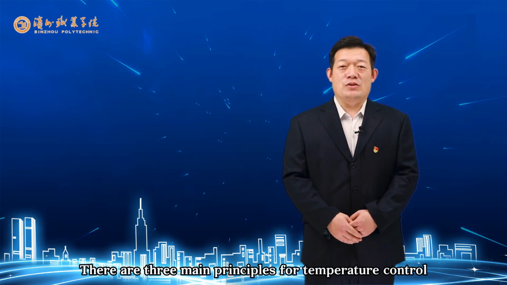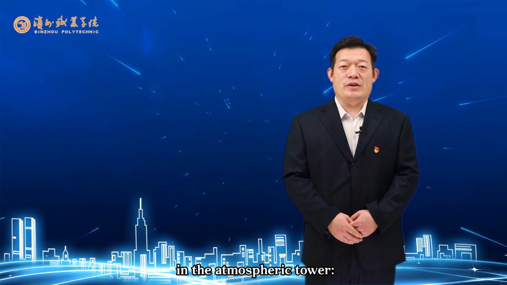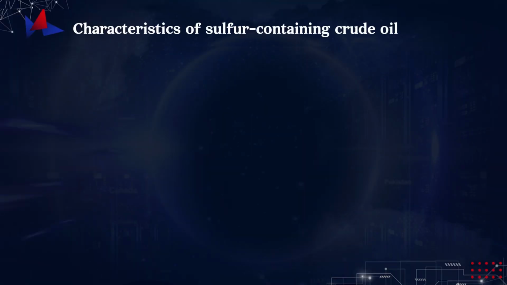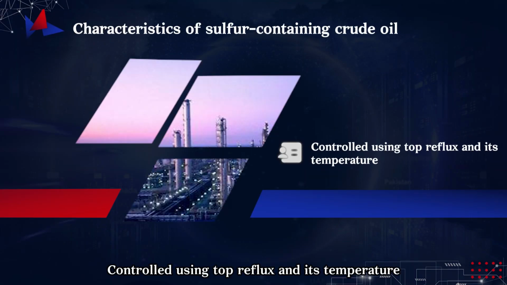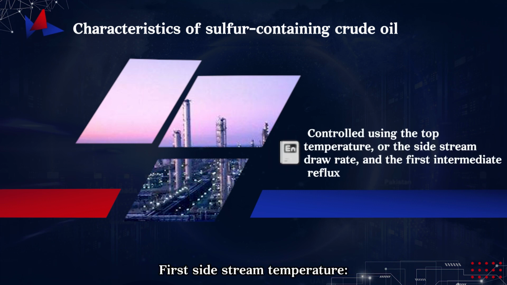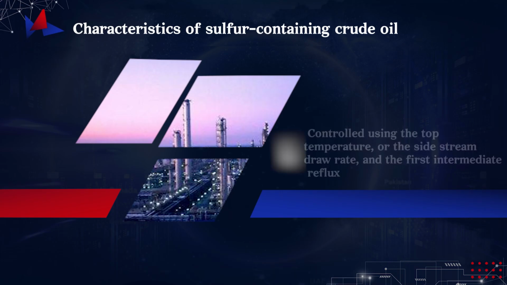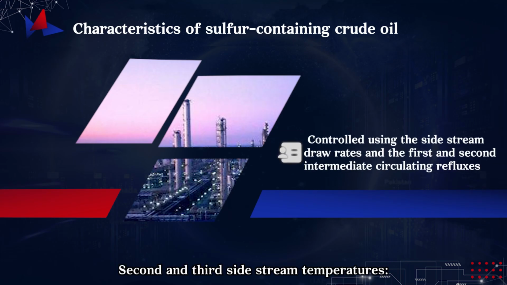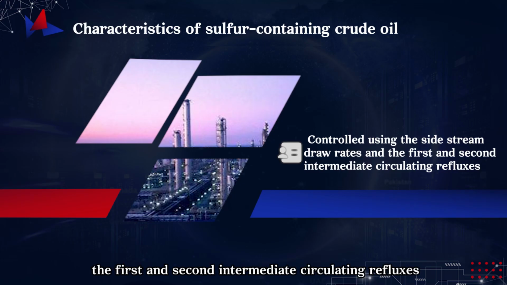There are three main principles for temperature control in the atmospheric tower. Top temperature, controlled using top reflux and its temperature. First side stream temperature, controlled using the top temperature, or the side stream draw rate, and the first intermediate reflux. Second and third side stream temperatures, controlled using the side stream draw rates and the first and second intermediate circulating refluxes.